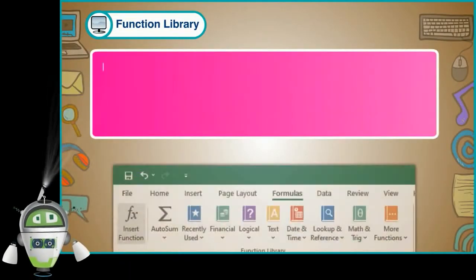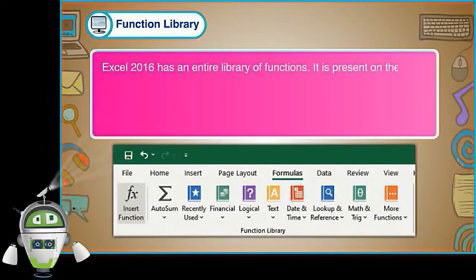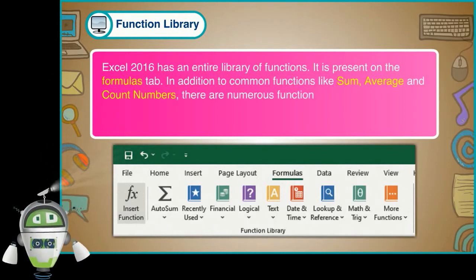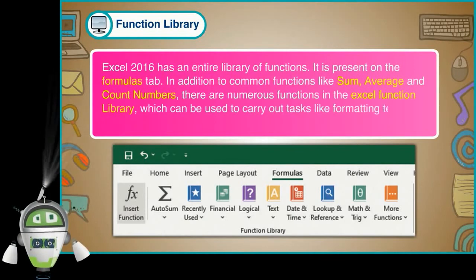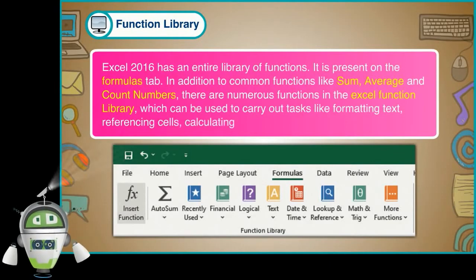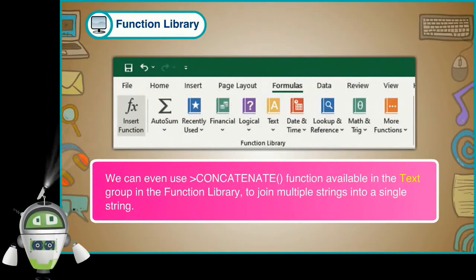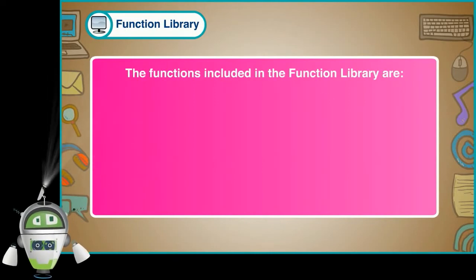Function Library. Excel 2016 has an entire library of functions. It is present on the Formulas tab. In addition to common functions like sum, average, and count numbers, there are numerous functions in the Excel function library, which can be used to carry out tasks like formatting text, referencing cells, calculating financial rates, and analyzing statistics. We can even use the CONCATENATE function available in the Text group in the Function Library to join multiple strings into a single string.